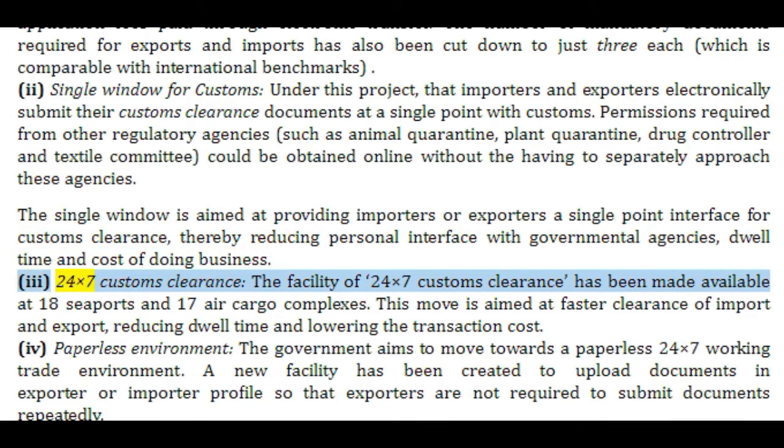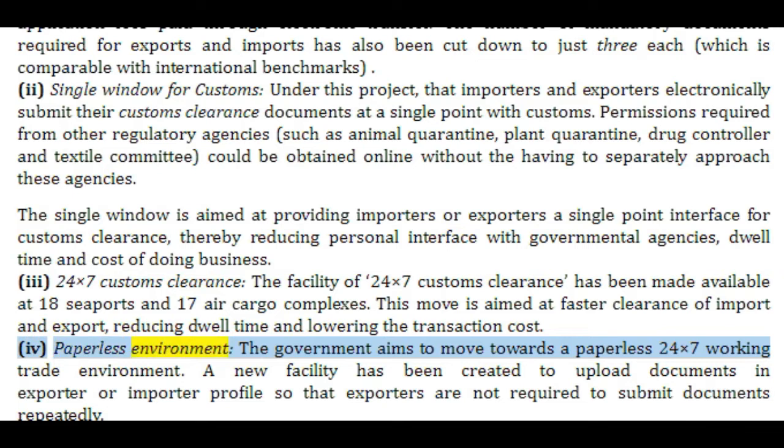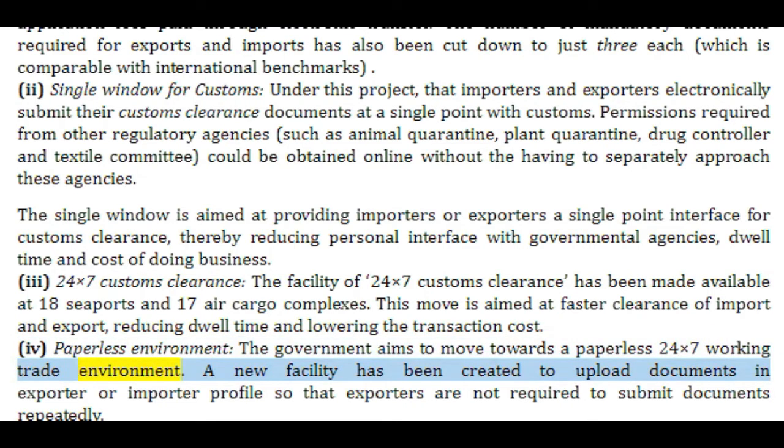3. 24x7 customs clearance. The facility of 24x7 customs clearance has been made available at 18 seaports and 17 air cargo complexes. This move is aimed at faster clearance of import and export, reducing dwell time and lowering the transaction cost. 4. Paperless environment. The government aims to move towards a paperless 24x7 working trade environment.